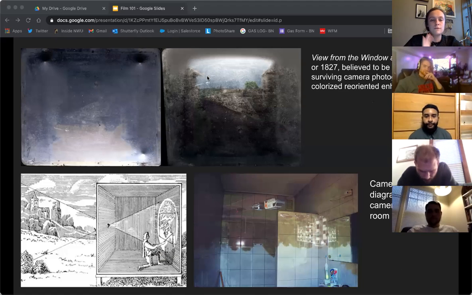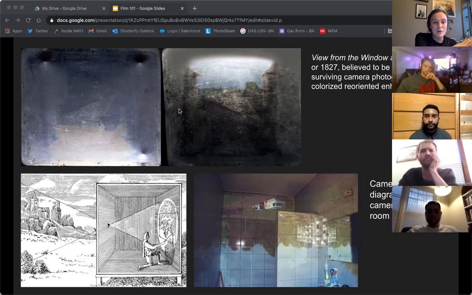The first photos were created in 1820, but they weren't actually able to be transferred onto a physical surface until 1827, which is shown in these top two photos of the metal plate it was transferred on. This photo took about 8 hours to make, and it was just of a scene outside somebody's window.